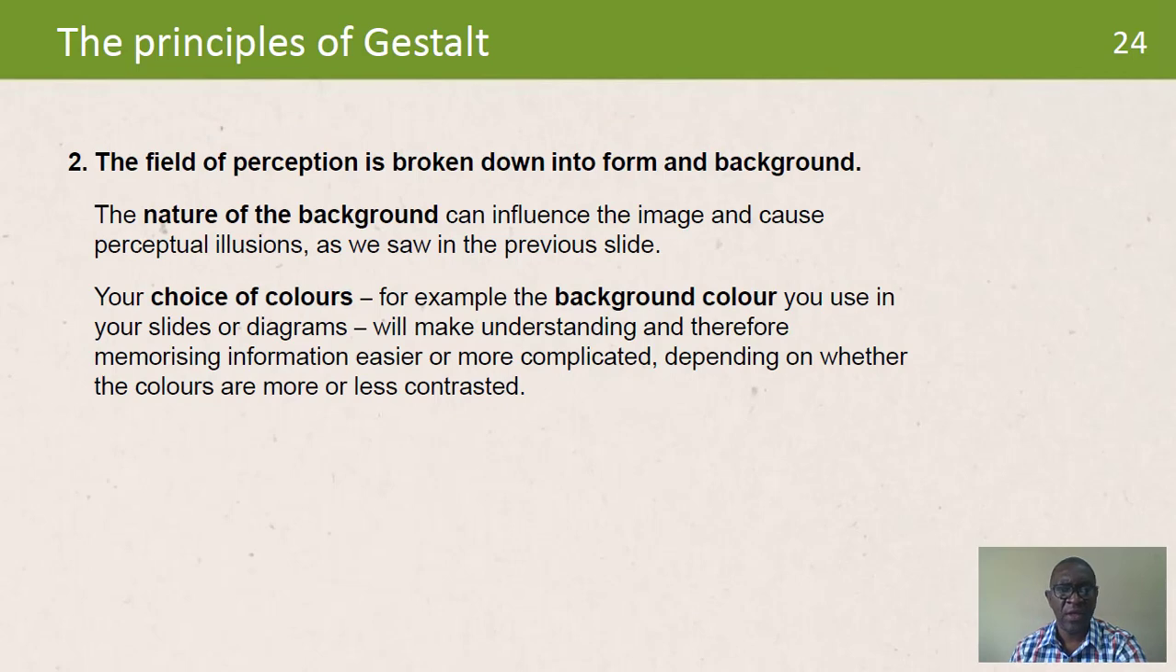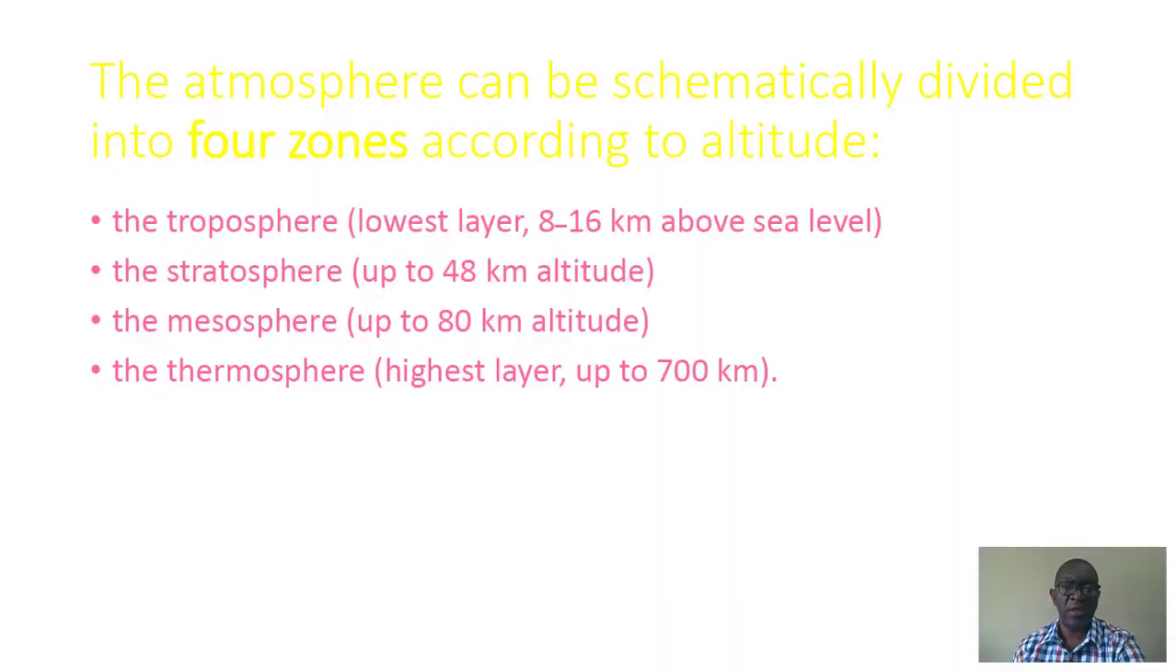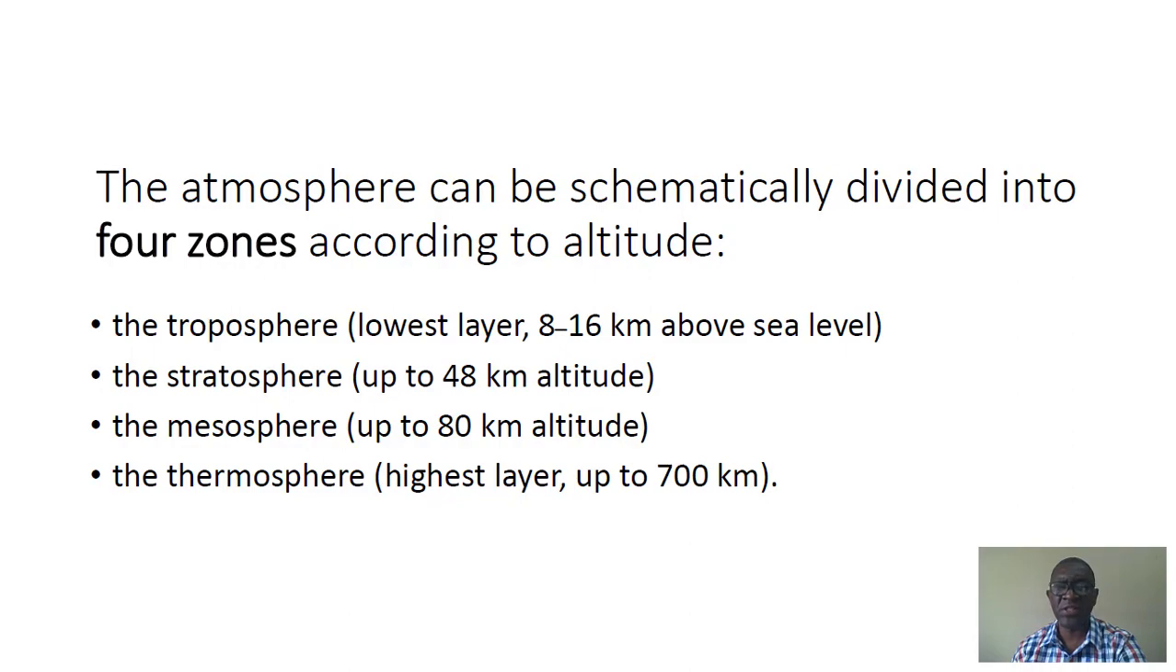Principle 2. The field of perception is broken down into form and background. The nature of the background can influence the image and cause perceptual illusions, as we saw in the previous slide. Your choice of colors, for example the background you use in your slides or diagrams, will make understanding and therefore memorizing information easier or more complicated, depending on whether the colors are more or less contrasted. Here is an example of poor contrast compared to this slide here.